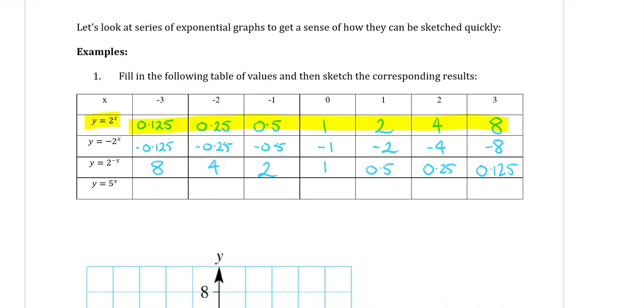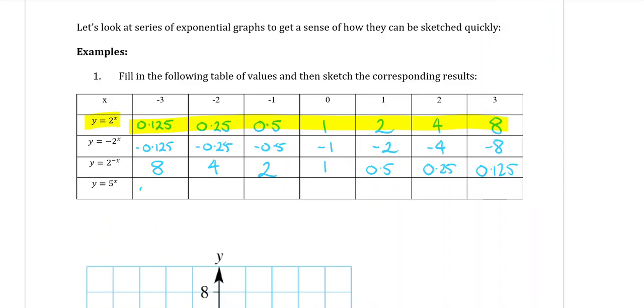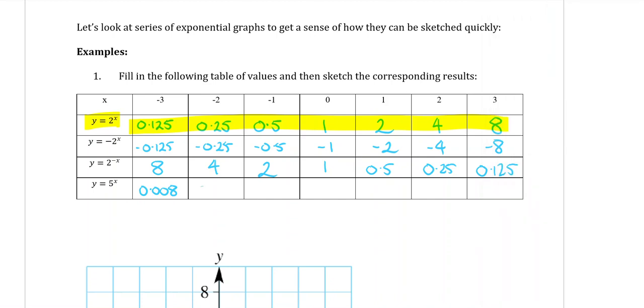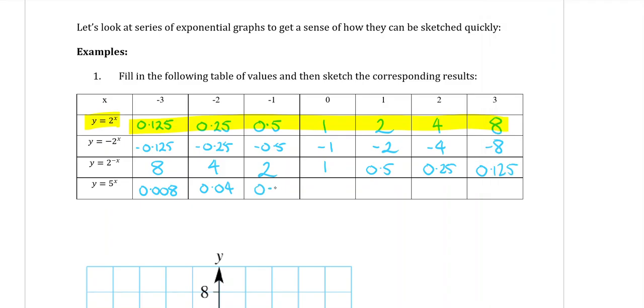What happens if we change the base? So all of those ones have been bases of 2, but the last one is a base of 5. So let's do a few values here. We want 5 to the power of -3. That's 0.008. It's going to be very small and hard to put on a graph. Then we want to the power of -2, which is 0.04. Then we want to the power of -1, which is 0.2.